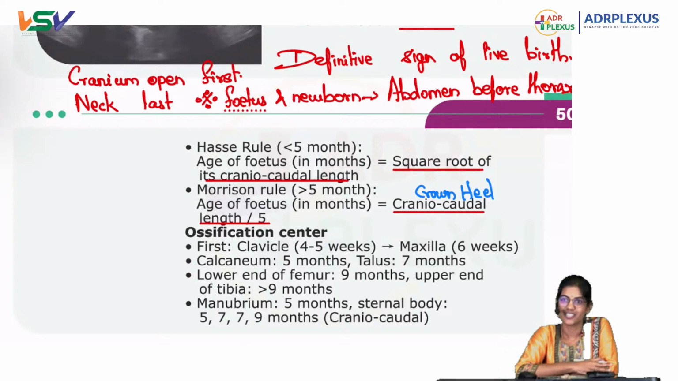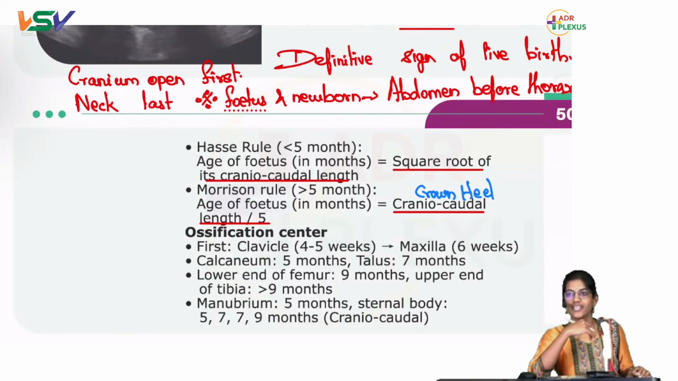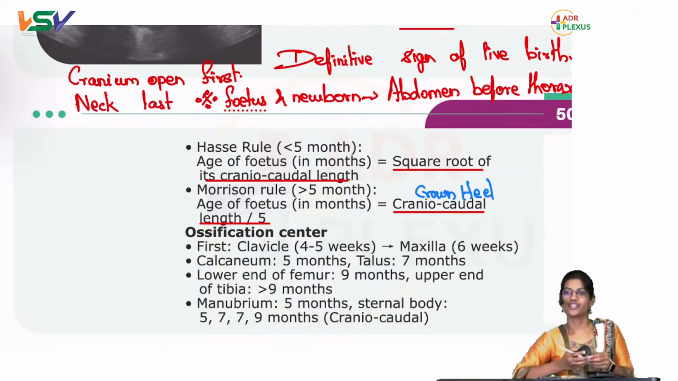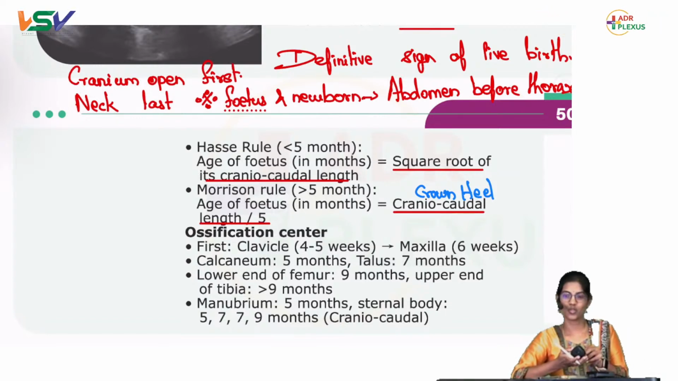Very good. 6 months. And what rule? Morrison. Very good. Morrison you applied. 4 centimeter. Child is 4 centimeter. Hess rule. And what is the, very good, 2 month fetus?